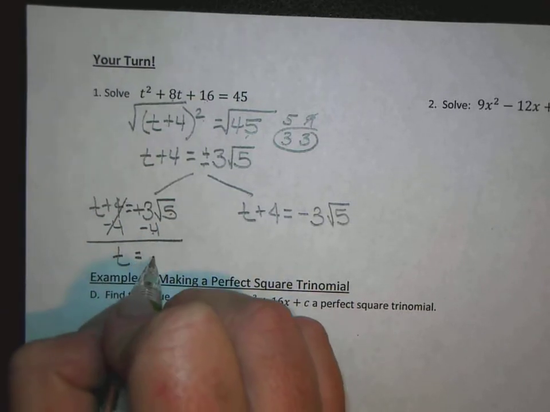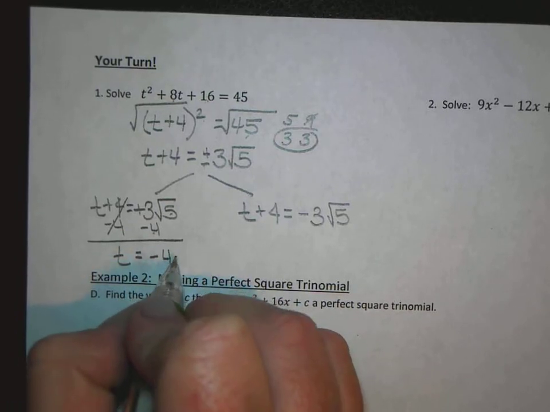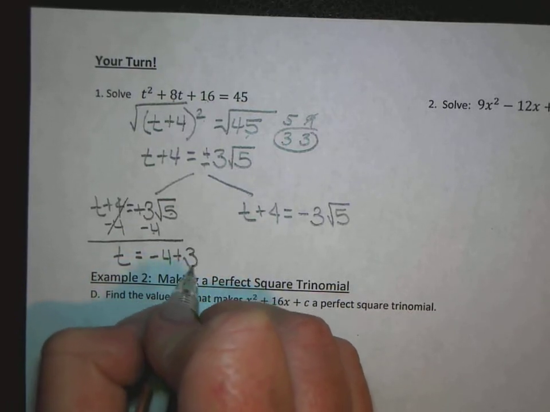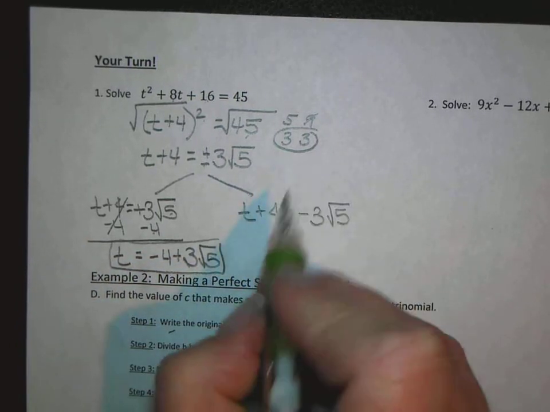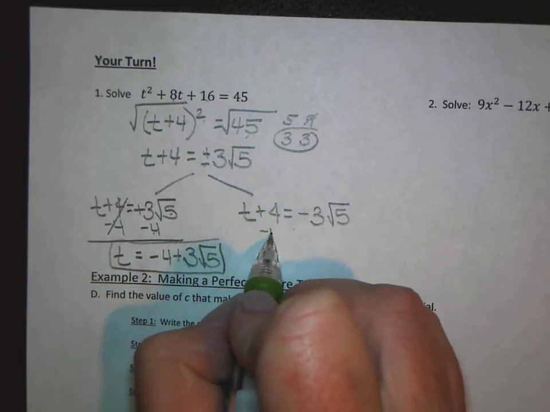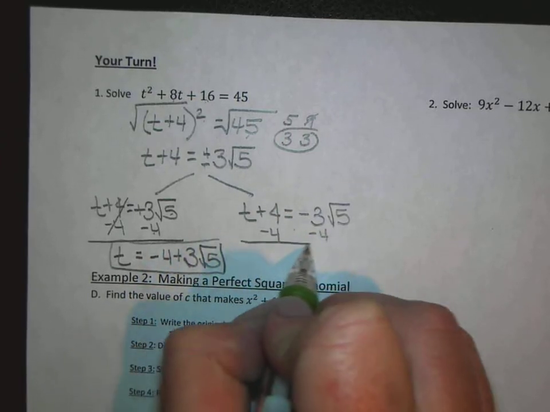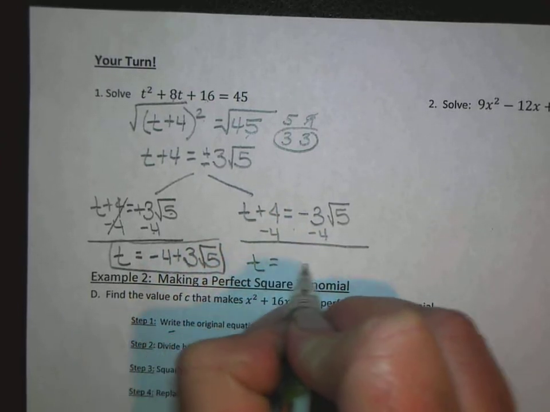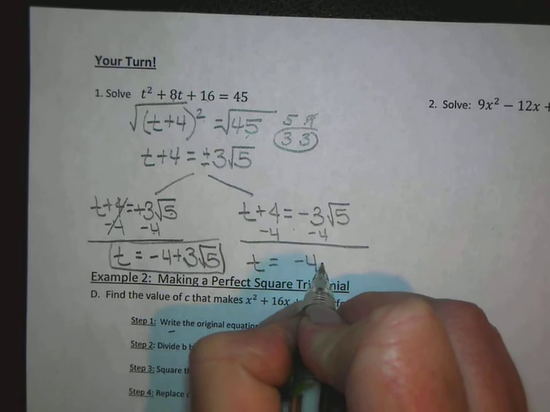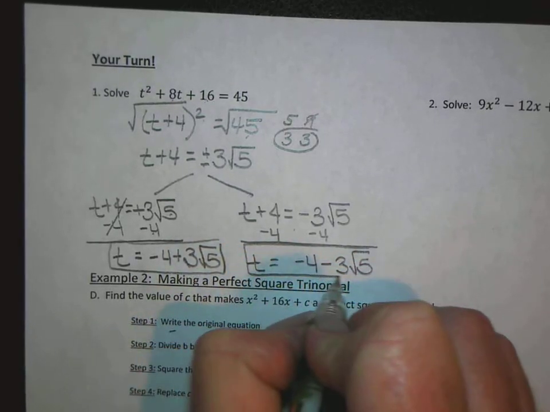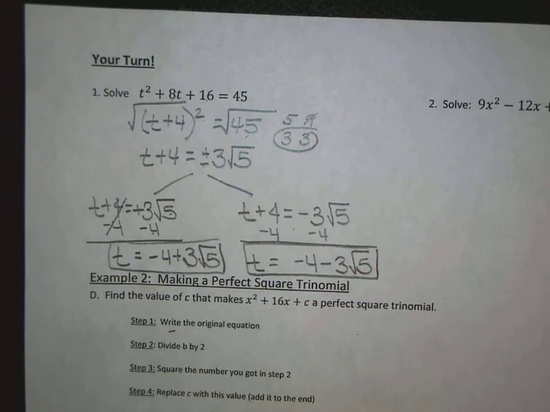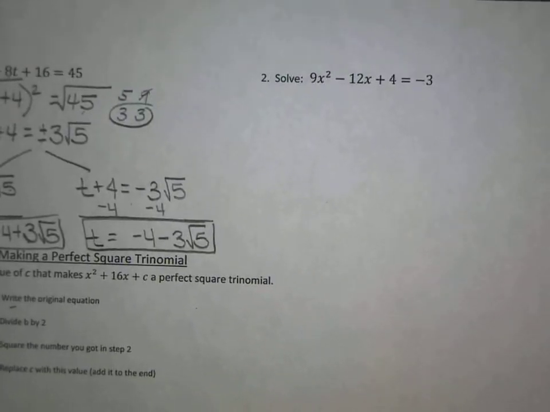So t equals negative 4 plus 3 square roots of 5. So that's one of your answers. And then here, you're going to do minus 4 and minus 4. So same process. t equals negative 4 minus 3 square roots of 5. And there are your two solutions. Okay? All right, go on to number 2. Pause it for a minute. When you're ready, go ahead and hit play.